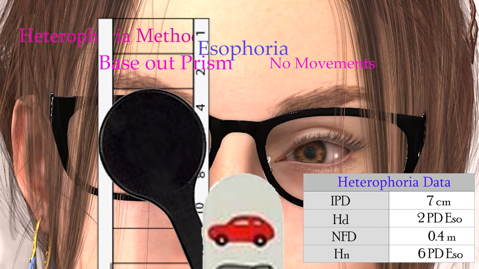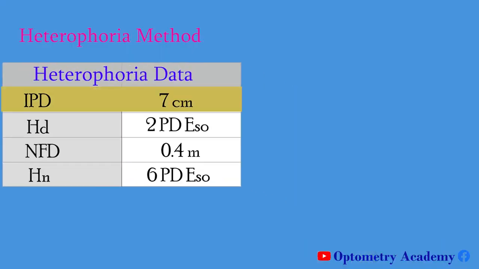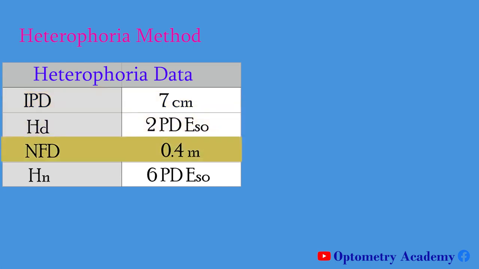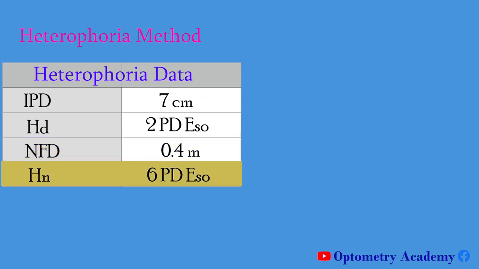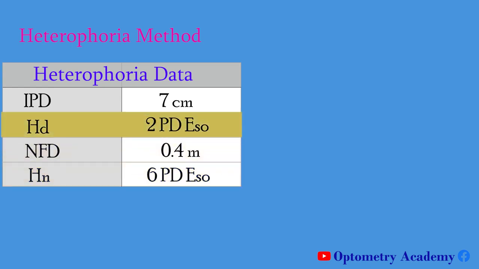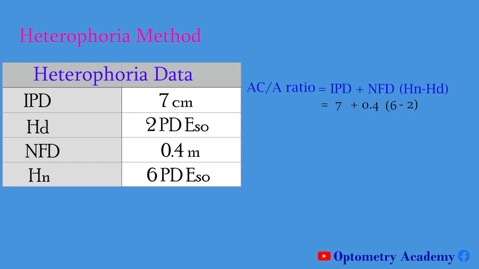After the examination we got the following values: interpupillary distance IPD 7 cm, near fixation distance NFD 0.4 meter, near phoria HN 6 prism diopters, esophoria, distance phoria HD 2 prism diopters, esophoria. Put these values in the given formula. The AC by A ratio in this example is 8.6:1.